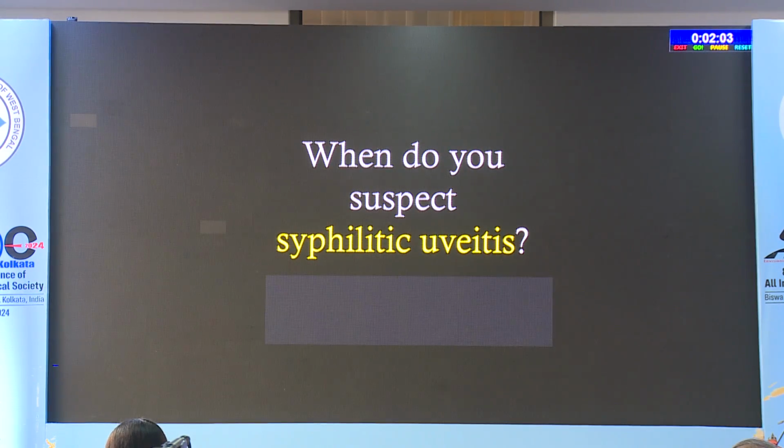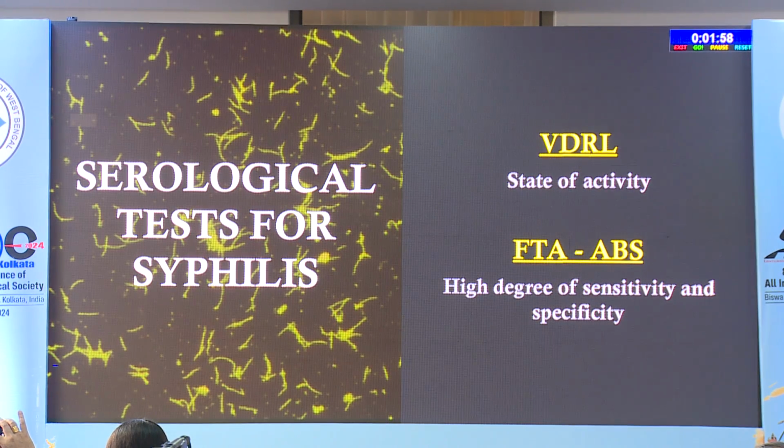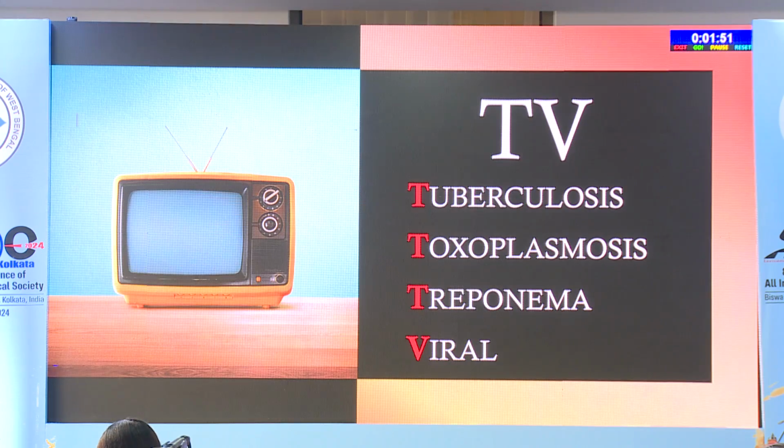When do you suspect syphilitic uveitis? In any uveitis, particularly the atypical type, we do serological tests: both VDRL to see the state of activity, and FTA-ABS, which has a high degree of sensitivity and specificity.